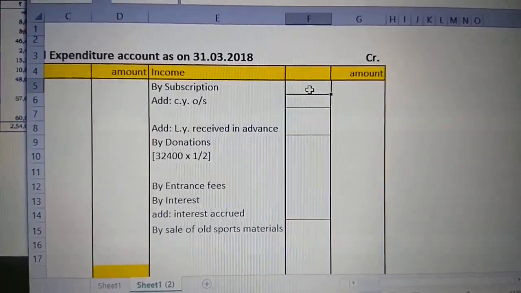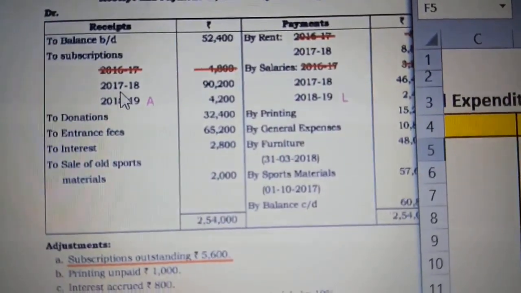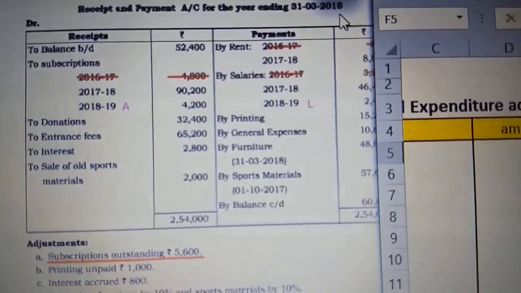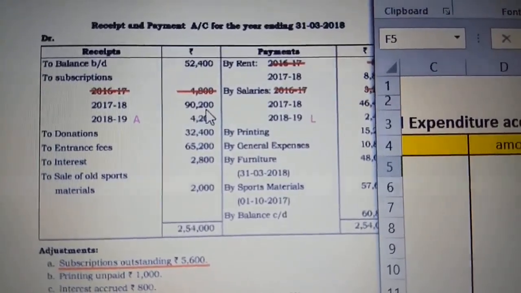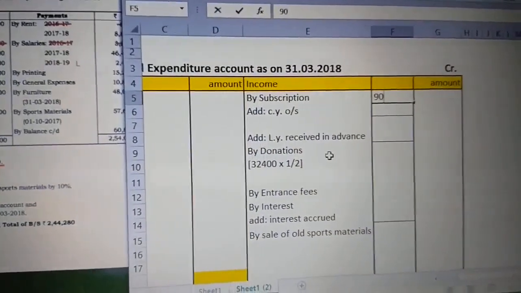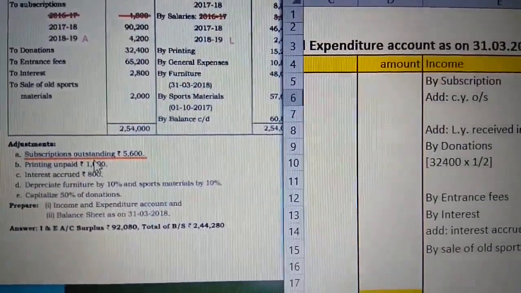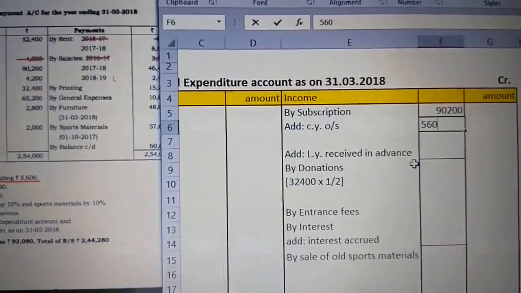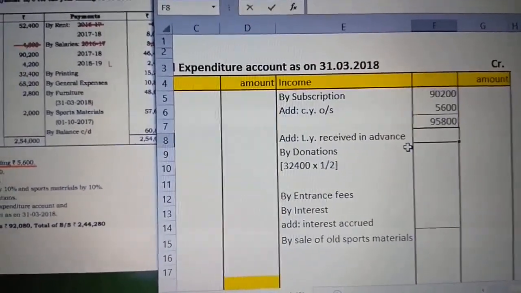First thing, it is given subscriptions. Just observe, subscriptions for the current year 17 and 18, because year ending is 31st March 18, which starts from April 17. So 17 and 18 is what we are going to consider, 90,200. I'm going to take 90,200. Next, with this we are going to add the current year subscription outstanding, 5,600. If I add this, I get 95,800.